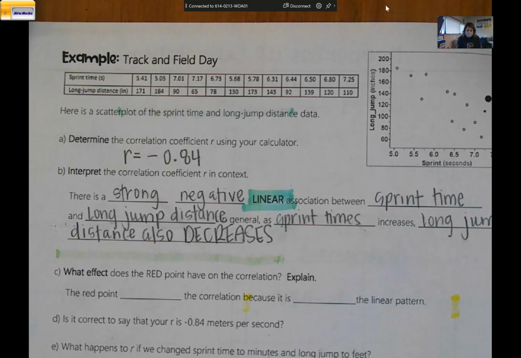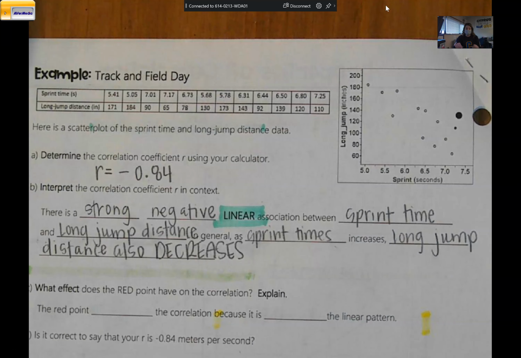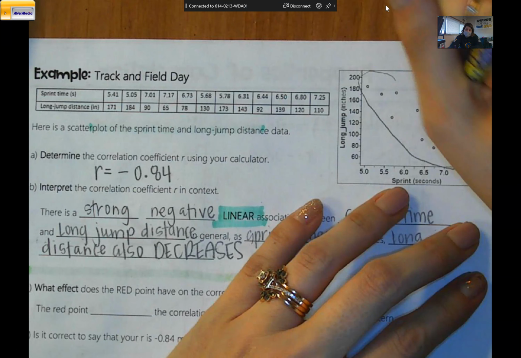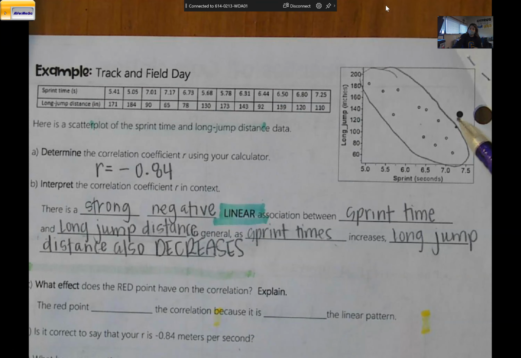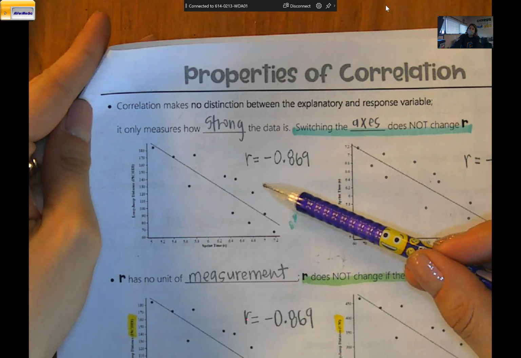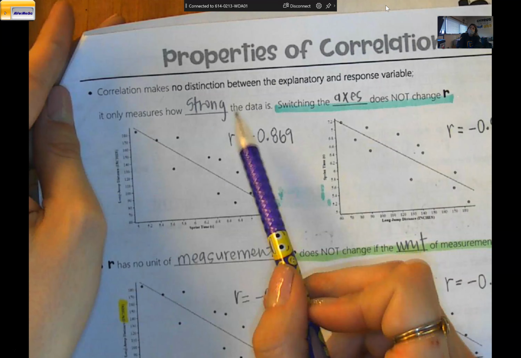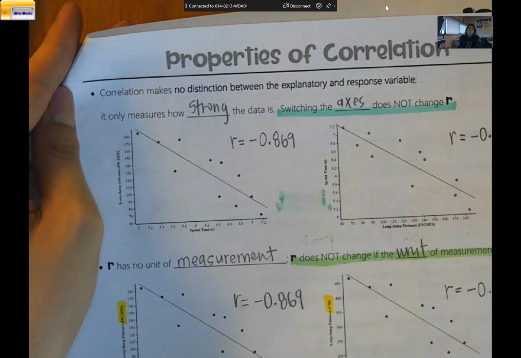C, what effect does the red point have on the correlation? Well, we don't have color, so I made the dot ginormous. So what effect will this guy have on the correlation? What do you guys think? Strengthen or weaken? Weaken. And actually, I know the R value of this data without that point because that's this data. Notice I did not include the outlier on this data, knowing that we were going to do this problem. Without that outlier, your correlation is -0.869.